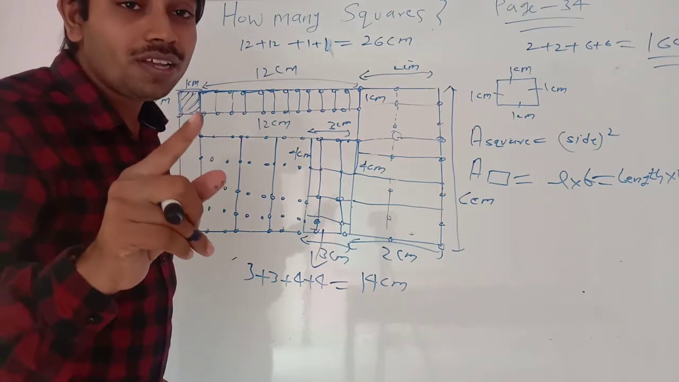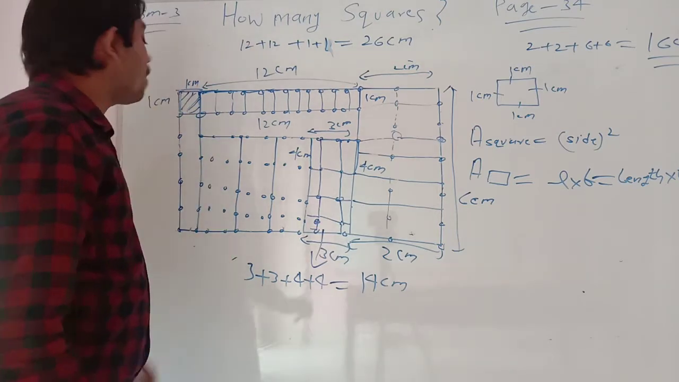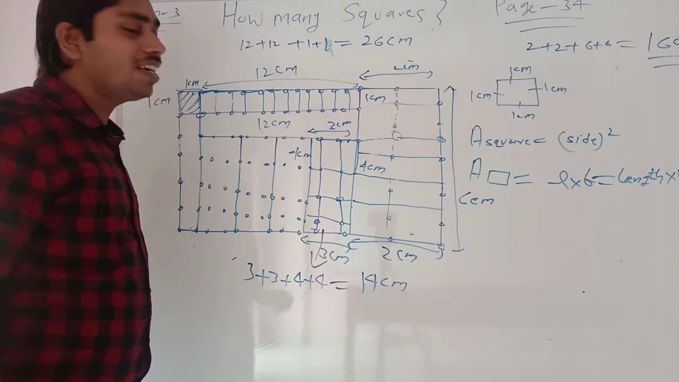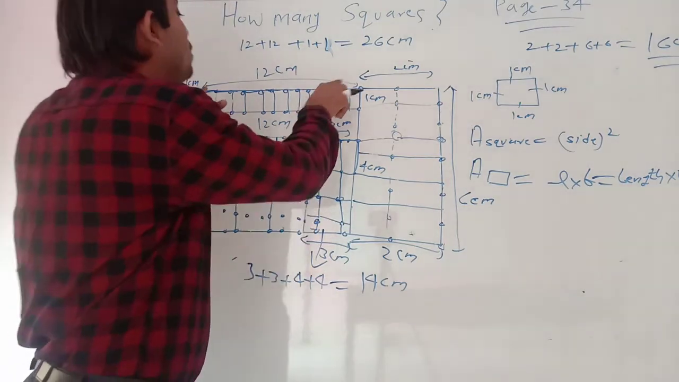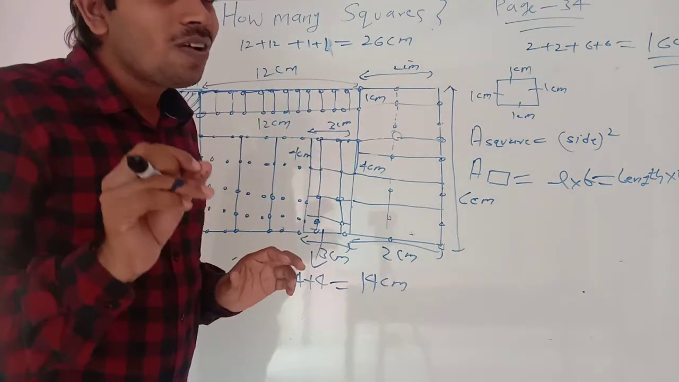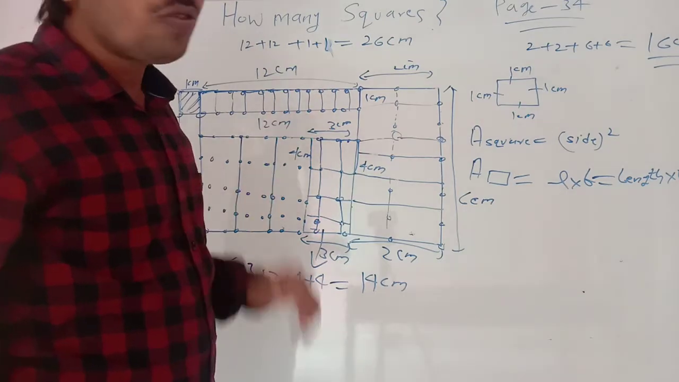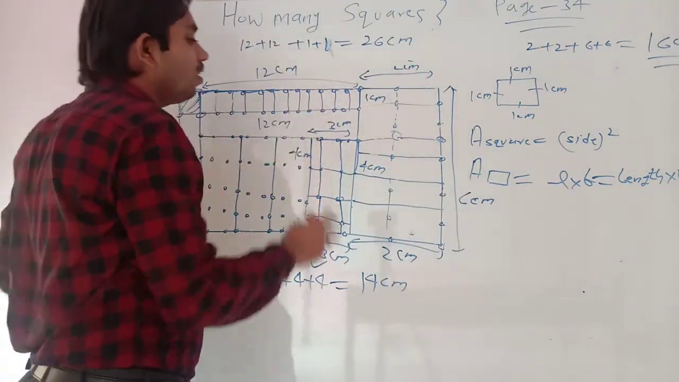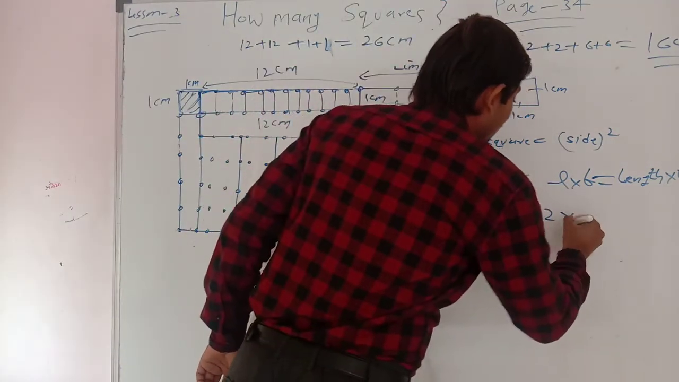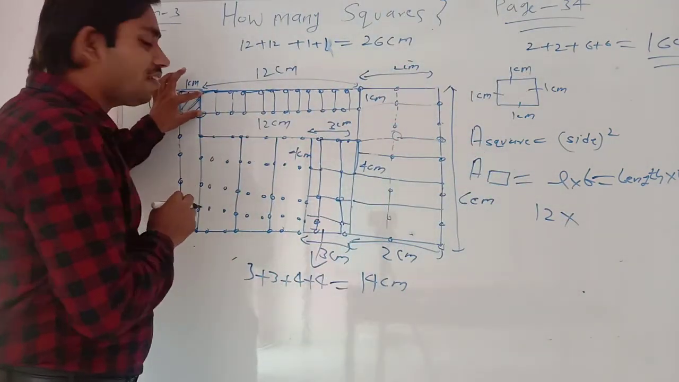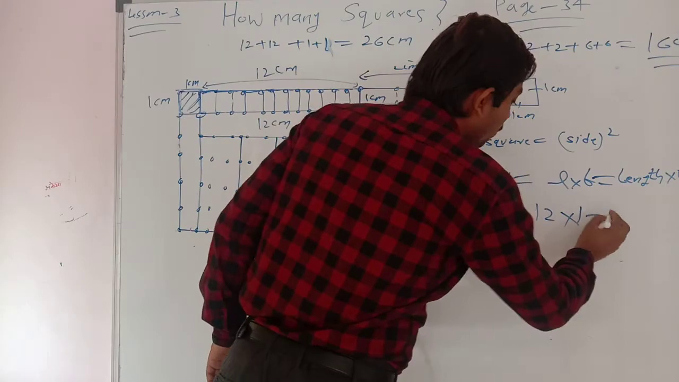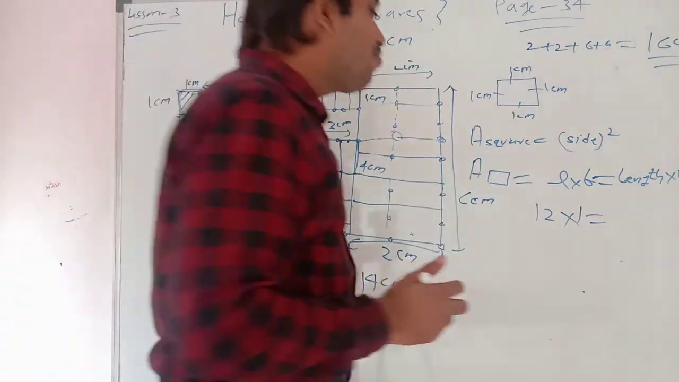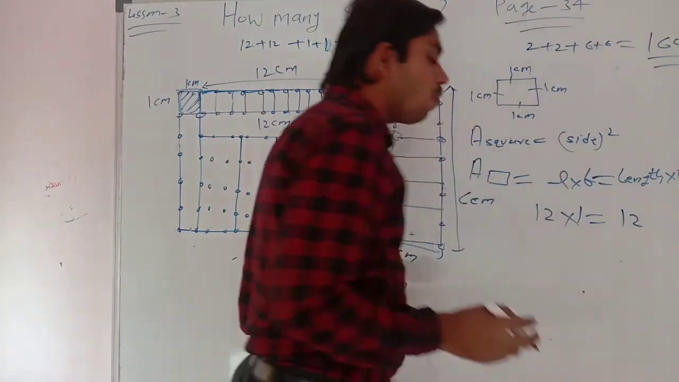I'm sorry, my dear students. What is given? Its breadth is given. What is given? 1 centimeter. What is the length given? 12 centimeter. Then what will be the area? We have to use the formula length into breadth. So my dear students, we have length 12 and we have breadth 1 centimeter. So multiply together. What is coming? 12 into 1? 12.